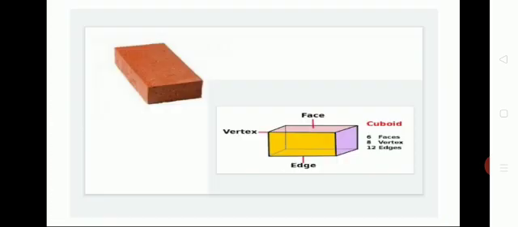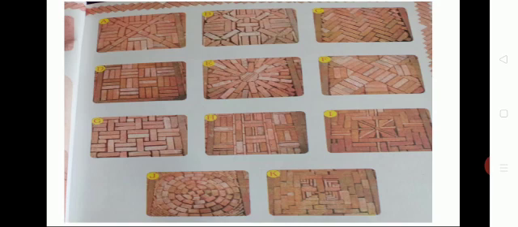Look at this brick. How many faces are there in this brick? 6 faces in total. And then how many vertices? 8 vertices. And how many edges? 12 edges. So this brick has the same shape as a cuboid. With this brick itself we can make many patterns. Look at this image. With bricks we can make many patterns.